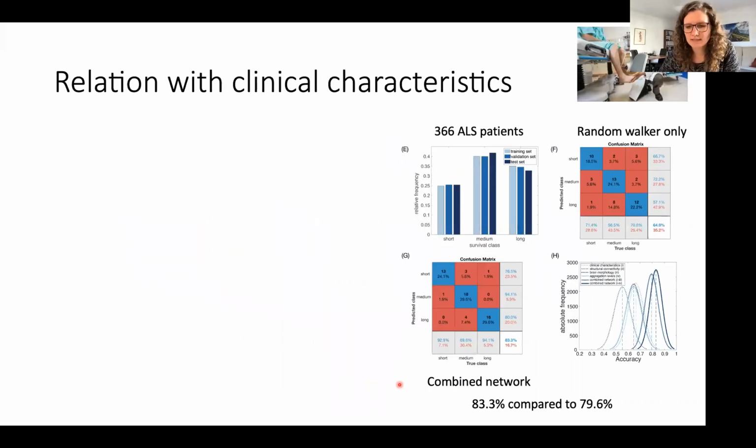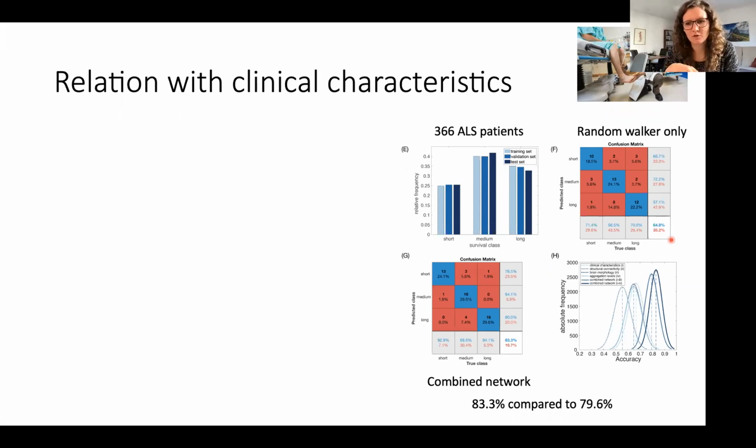So here you can see that we divided these 366 ALS patients into training, validation, and test data sets. And for the results on the test data set, if we just take the random walker, nothing else, we get an accuracy of 64.8%. So 64% of patients were classified in the right category, short, medium, or long survivors, when we just give the random walker as an input. So that was already giving us a good feeling.